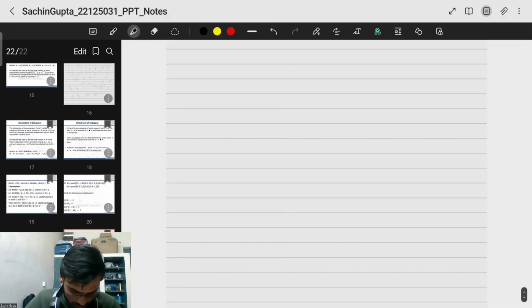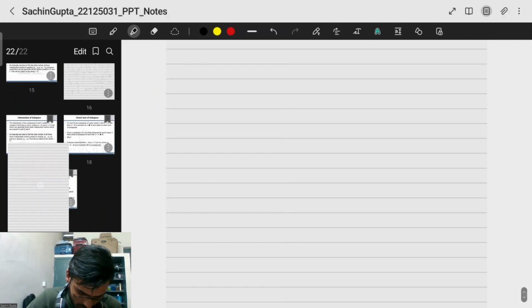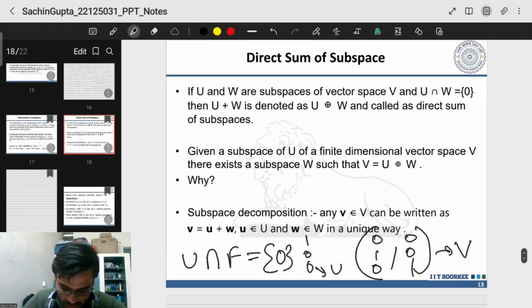Now, given a subspace U of a finite dimensional space V, there exists a subspace W such that V is equal to U plus W. So we are already given U and V, and we have to find W. That W will always exist.